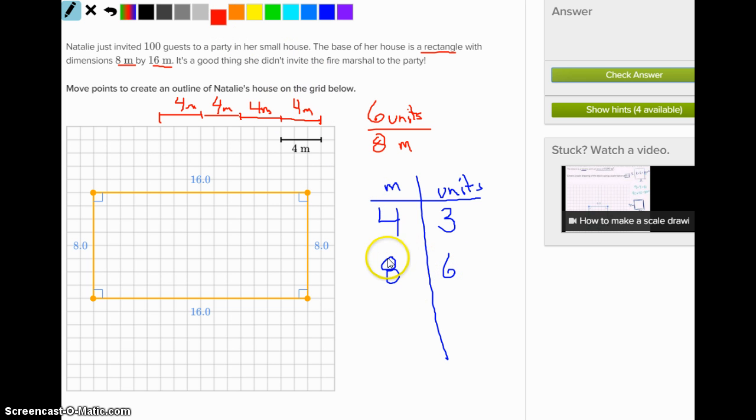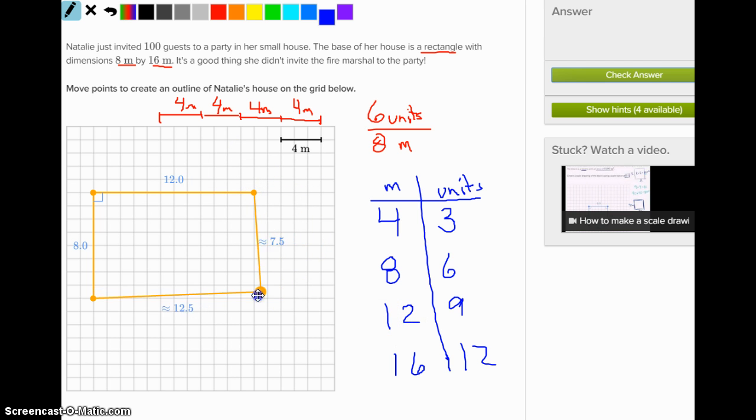So I just added 4 meters, so I had to add 3 units, just like I did up here. If I added another 4 meters, that would give me 12 meters. I would have 9 units. And if I added another 4 meters, 16 meters gives me 12 units. So 16 meters is actually 12 units on the scale drawing, and 8 meters is actually 6 units on the scale drawing. Check my answer. Correct.